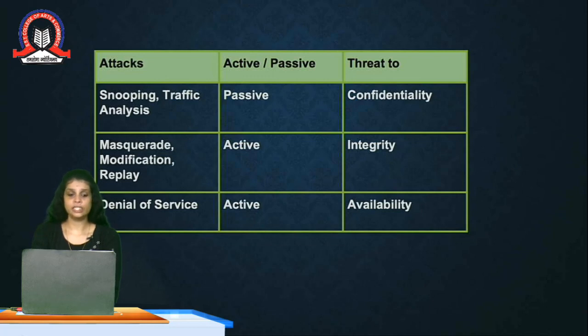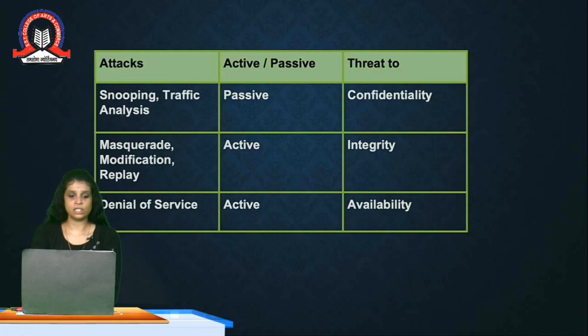Let's see the attacks, what the type is and what the threat is. First is snooping and traffic analysis. As we discussed previously, these two attacks are types of passive attack. If these attacks happen, then it is a threat to the confidentiality, meaning our identity is stolen, or the data being transmitted from the sender to the receiver is stolen.